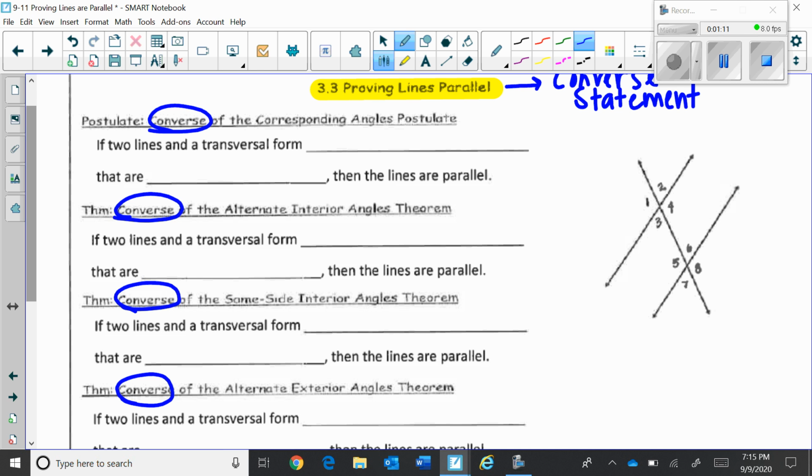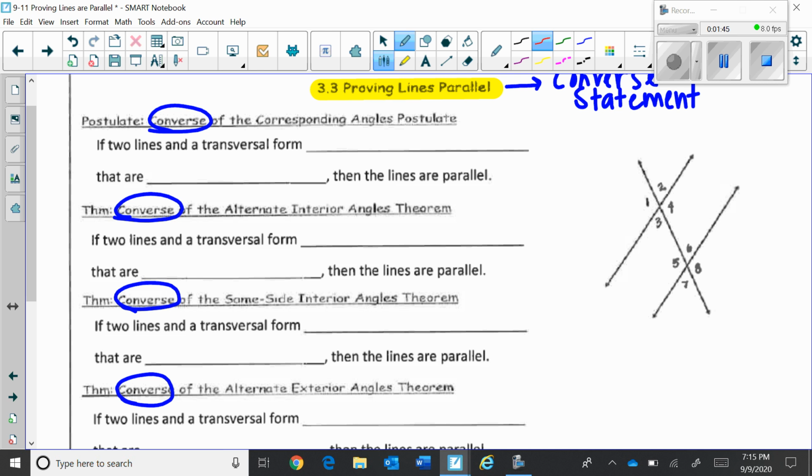If we were to go back in our notes for the other days, it has always been: if two lines are parallel, then we know this about these two angles. If two lines are parallel, then we know same side interiors are supplementary. It always started with "if two lines are parallel." With the converse statement, we're going to switch that. If we know this information about two angles, then the lines are parallel. So it's helping us prove lines are parallel.